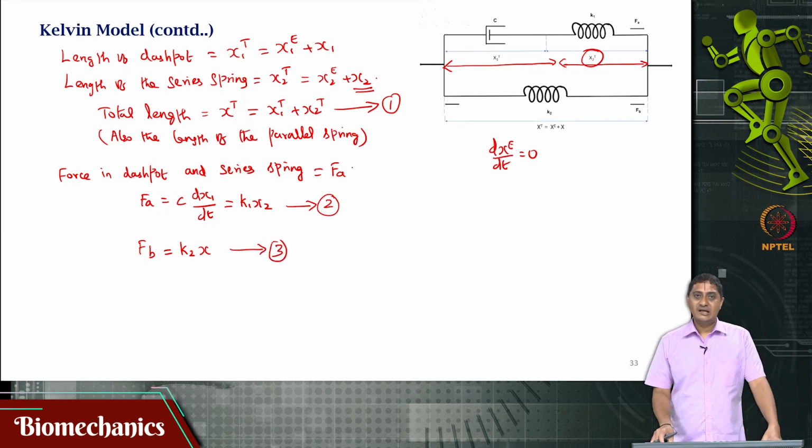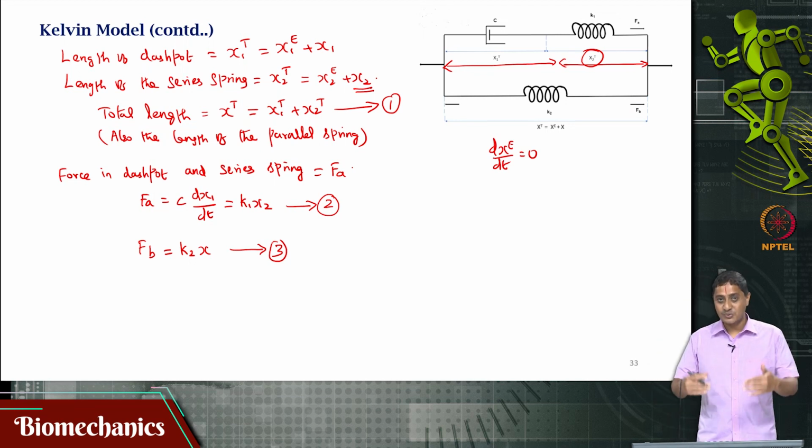Once again, take some time and check whether this is correct. For the top spring or for the series spring, the force is k1 x2, because it is deforming to the x2 value, whereas the parallel spring deforms to the value x. So, the force developed in the parallel spring is k2 times x, not k2 times x2. Please note this, there is a difference, and this difference is very critical for the rest of the analysis. I hope this is clear.